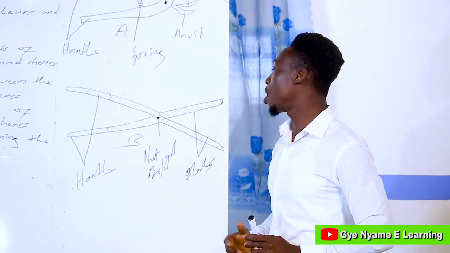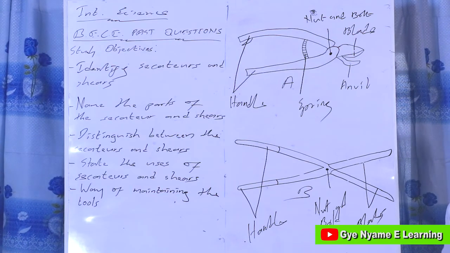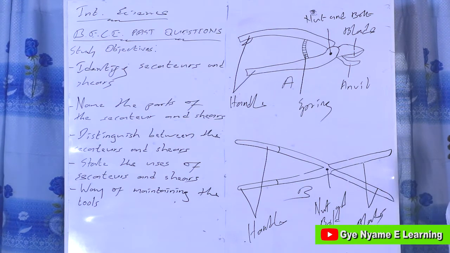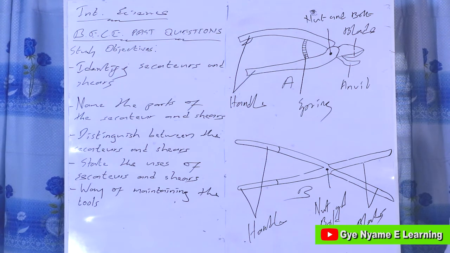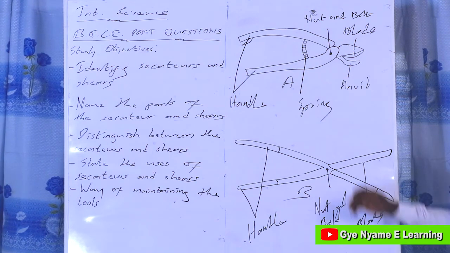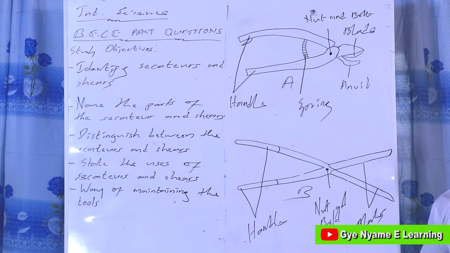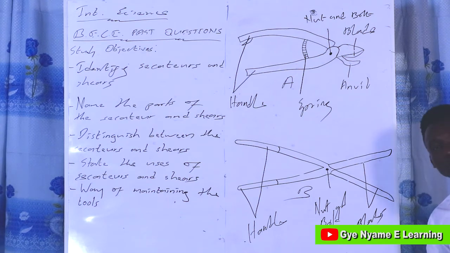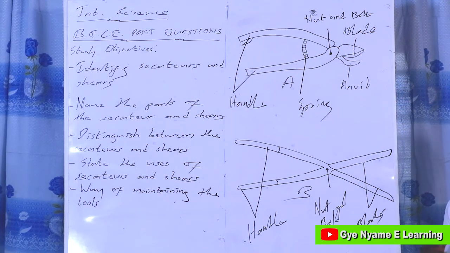Then we use those that are less thick, that is quite thin. We use this one to cut those that are quite thin. So in the main outline of uses, you say that the secateurs are used to cut branches that are quite thick in diameter.